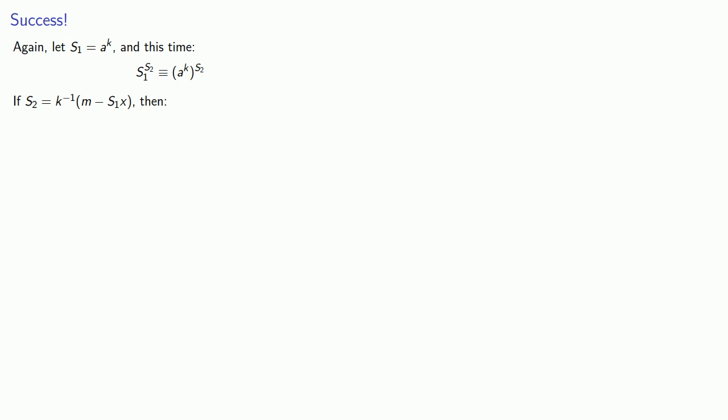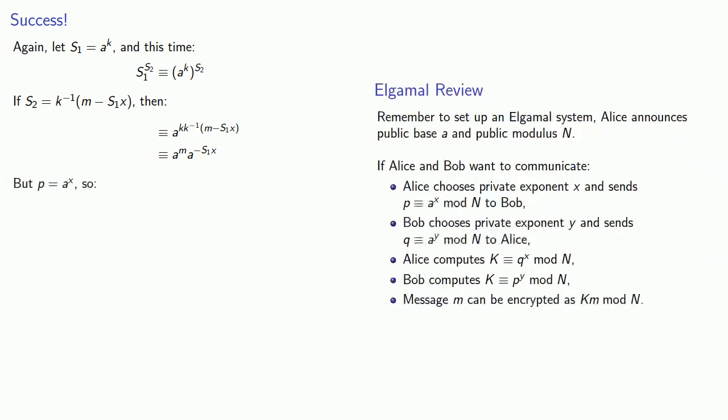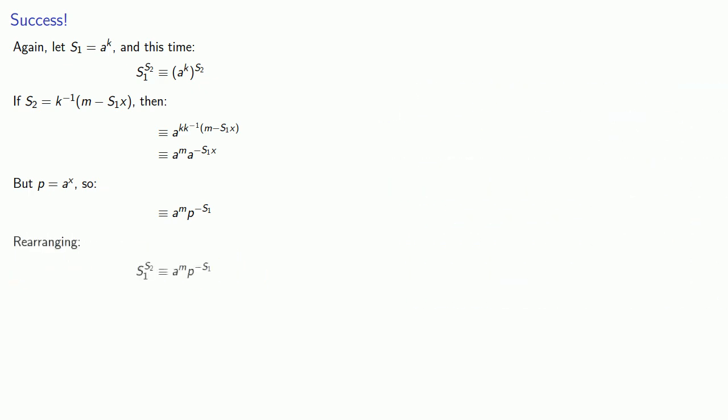And so that means this S1 to the power S2, well, that's going to be A to the power K times K inverse times M minus S1x. Rearranging things a little bit, this is the same as A to the power M times A to the power minus S1x. But remember, P, Alice's half key, which she sent on to Bob, is equal to A to the power X. And so this can be rewritten as A to the power M, P to the power minus S1. We'll rearrange that a little bit. Remember, this is S1 to the power S2, congruent to A to the power M, P to the power minus S1. Multiplying by P to the power S1 on both sides gives us, and so this expression over here on the left is A to the power M.